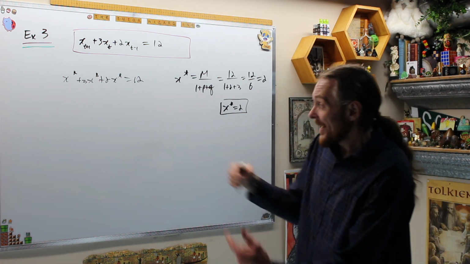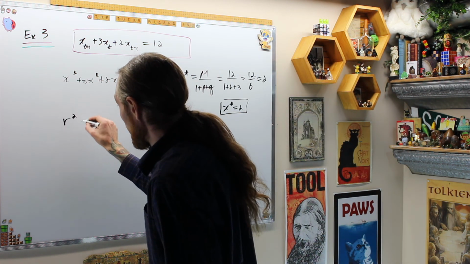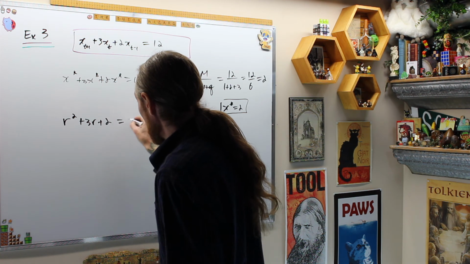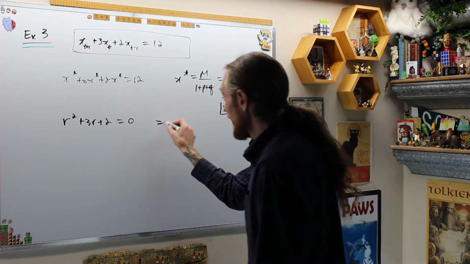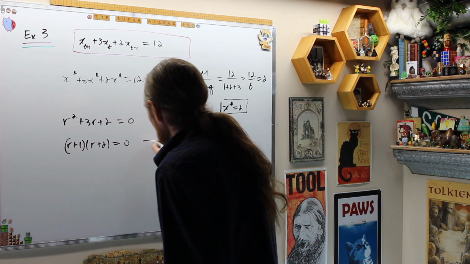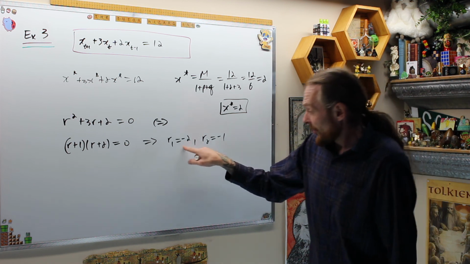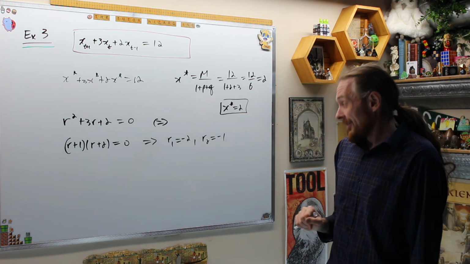Why? From Theorem B now, what we see is we have to factor our characteristic polynomial, r squared plus 3r plus 2 equals 0. When does that happen? That's going to be (r plus 1) and (r plus 2) equals 0. So that's going to say that r1 is negative 2 and r2 is negative 1. I've made r1 the dominant one in absolute value again, as we always do classically.